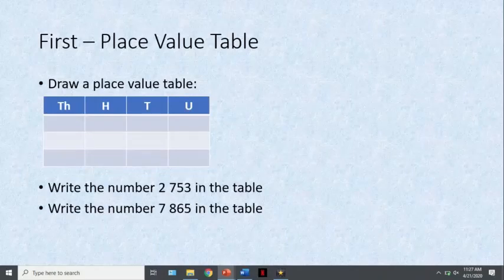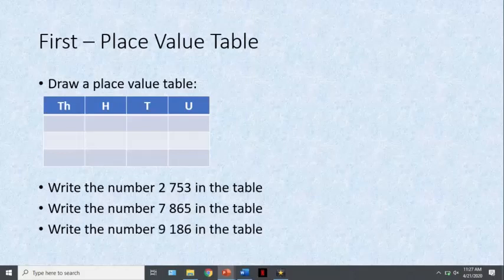Write the number 7,865 in the table. Write the number 9,186 in the table. Pause the video if you haven't already finished.